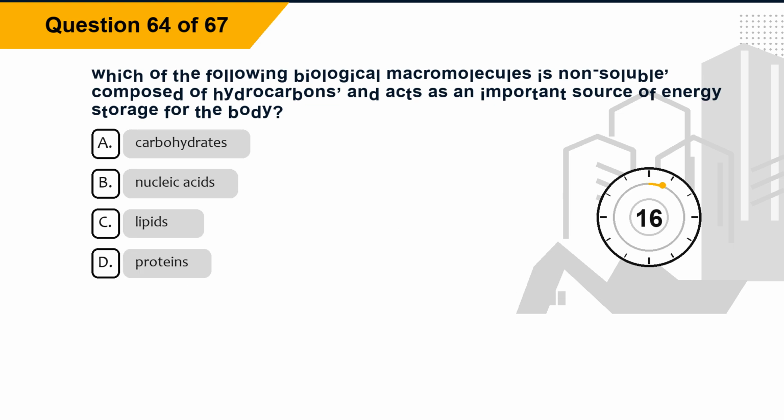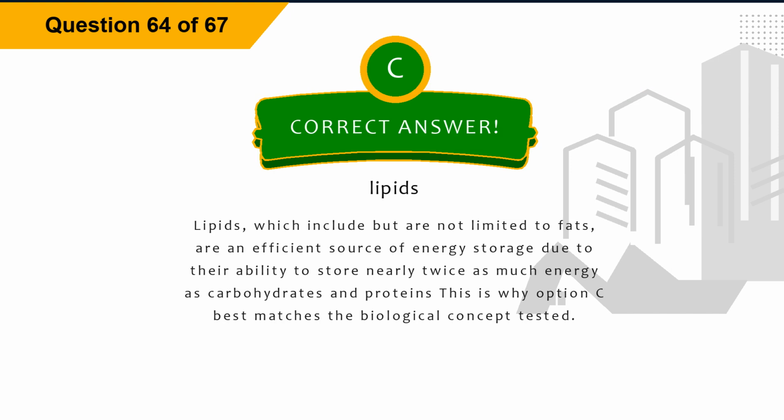Question 64. Which of the following biological macromolecules is non-soluble, composed of hydrocarbons, and acts as an important source of energy storage for the body? Option A, carbohydrates. Option B, nucleic acids. Option C, lipids. Option D, proteins. The correct answer is option C, lipids.